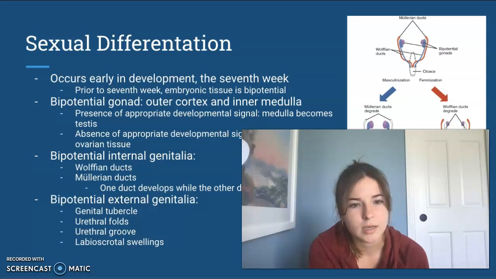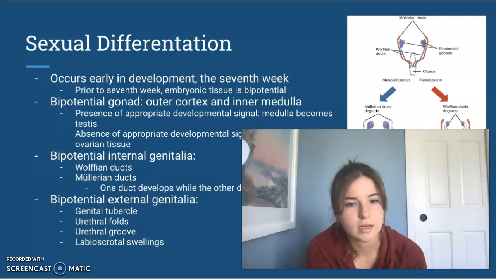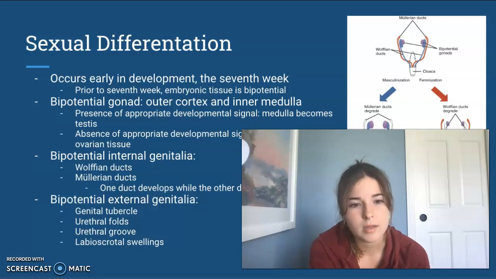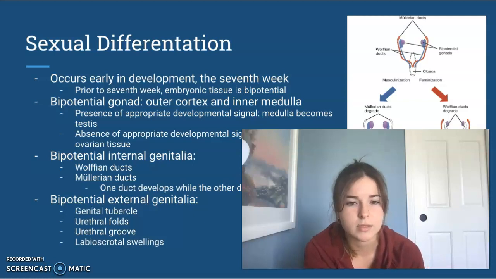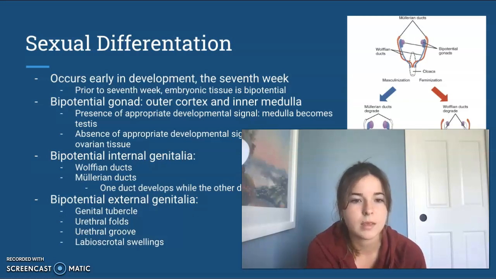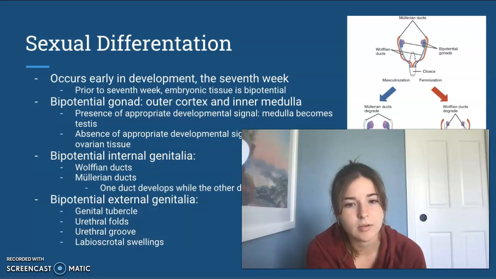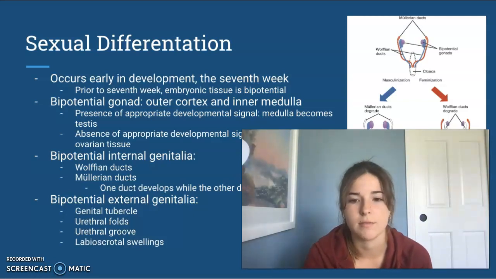Looking at the bipotential external genitalia, it consists of the genital tubercle, urethral folds, urethral groove, and labioscrotal swellings. The external genitalia will develop into the external reproductive structures of the male and females. The image to the right here is showing how the bipotential gonads can develop differently due to the Wolffian and Mullerian ducts. If the Mullerian duct degrades, the Wolffian duct becomes the epididymis and vas deferens of the male. If the Wolffian duct degrades, the Mullerian duct becomes the uterine tube and the uterus of the female.